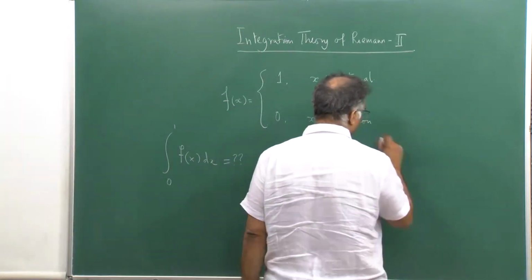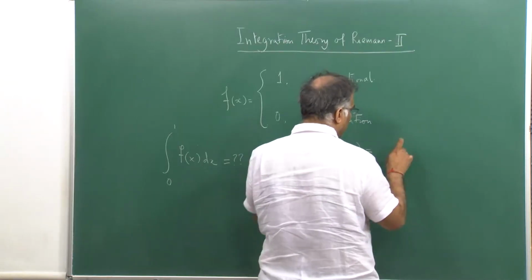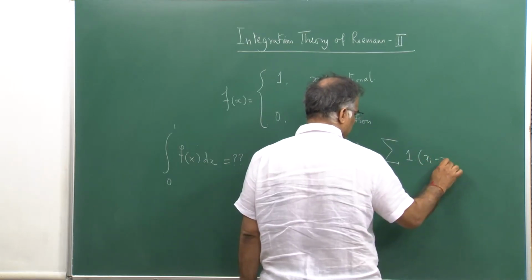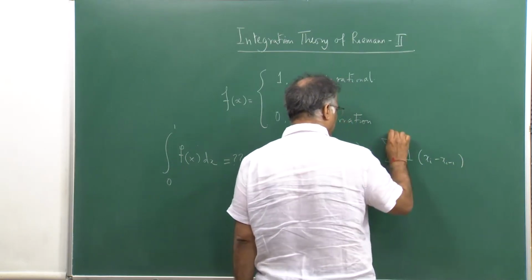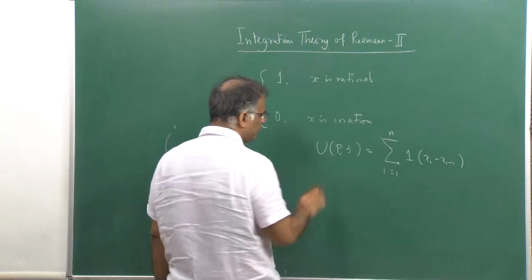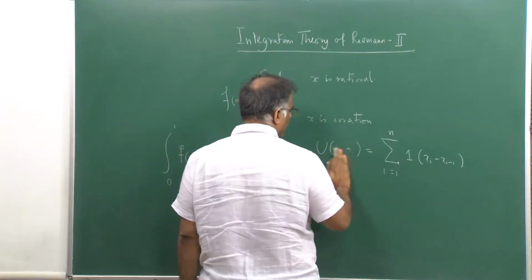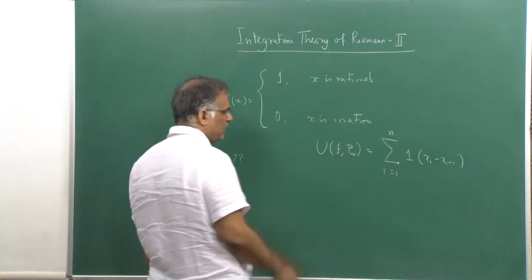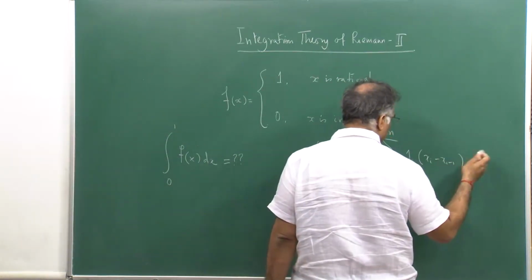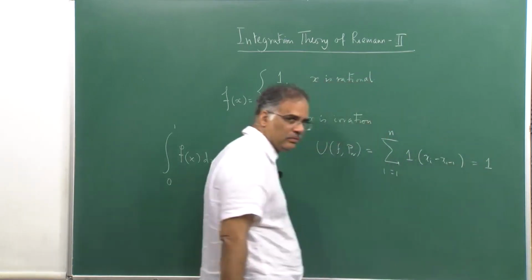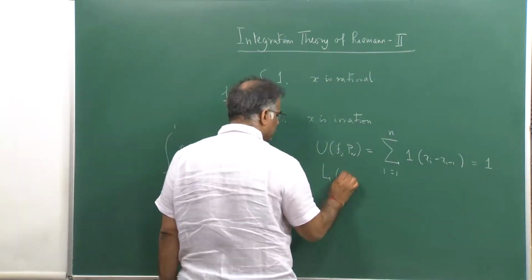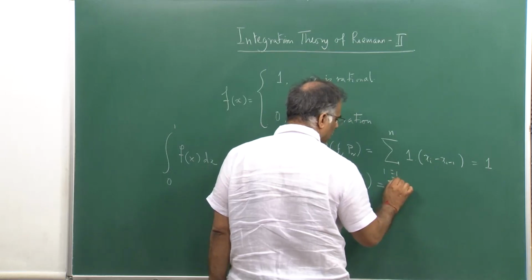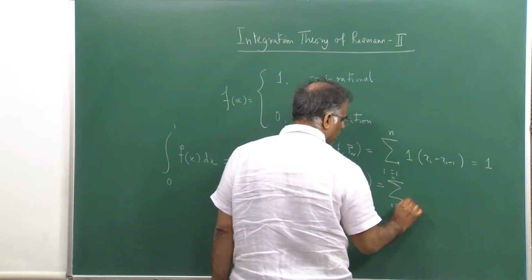So, you will have 1, 1, 1, 1, 1. Finally it will be the summation of 1 into (x_i minus x_{i-1}), i equal to 1 to n. If I have n points, maybe you would like to write it as U(f,P_n). If you add them up, this is nothing but the interval 0 to 1, so the length is 1. But if you write L(f,P_n), it does not matter whatever be your n, it is always 0.